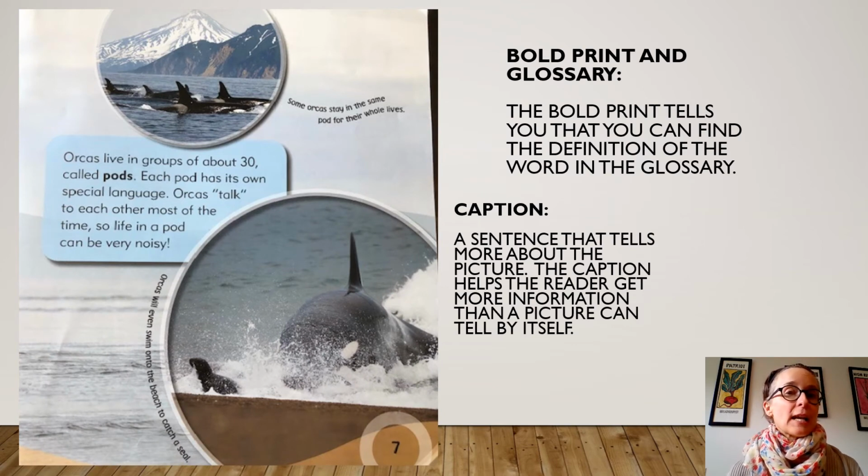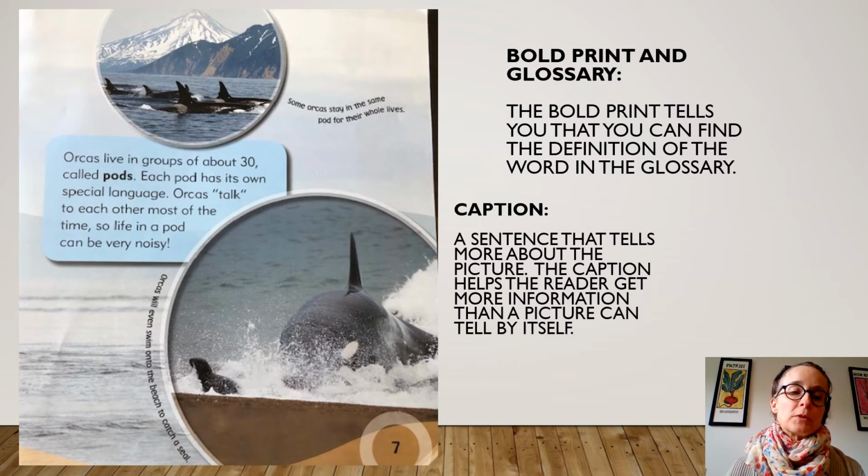Now I'm going to read the second page of my orcas chapter. When I look at this page, I see that in addition to a caption, I also have bold print. When we see a word that is in bold print, that often tells us that we can find the definition of that word in the glossary. So when I come to that bold print word, I'm going to stop, look it up in the glossary if I don't know what it means, and then I'm going to come back to reread that page using what I know about what that word means.